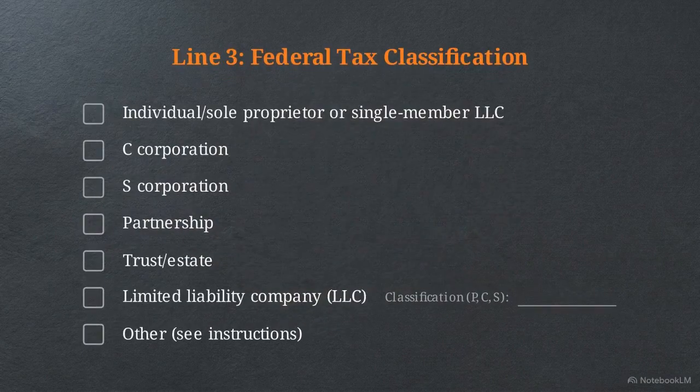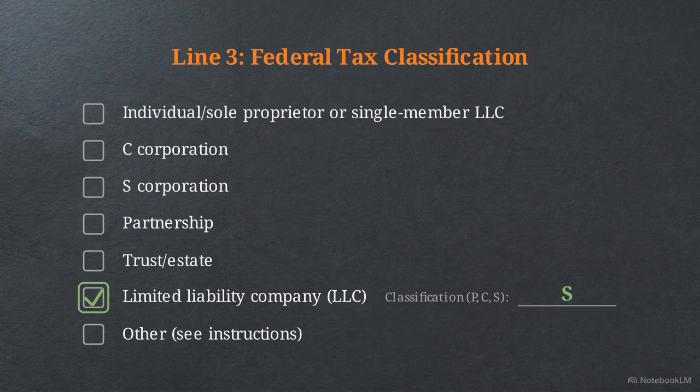Line 3 dictates your tax bracket. Sole proprietors and single-member LLCs must check the first box, not the LLC box. Multi-member LLCs check the LLC box and enter P to signify a partnership. A common error for LLCs with S-Corp or C-Corp status is instinctively checking the main S-Corporation box. This is a reporting failure.